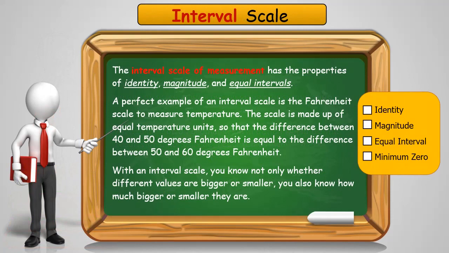The interval scale of measurement has identity, magnitude, and equal intervals, and the Fahrenheit temperature scale is a perfect example of the interval scale of measurement. Each value has a unique meaning. The magnitude is met, meaning there is an ordered relationship between all of the different temperatures. And the intervals, the difference between 40 degrees and 50 degrees compared to 50 degrees and 60 degrees, is the same. However, there is no minimum 0, so that is not checked. It does not have a minimum value of 0 because I can have negative temperatures.